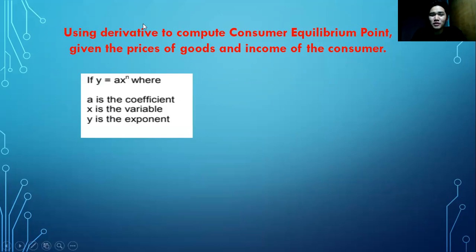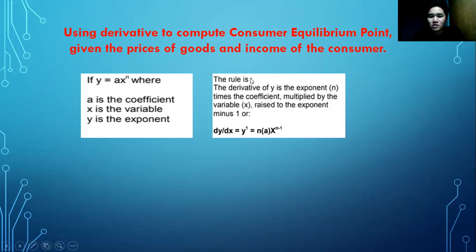So ano ba yung formula sa pagkuha ng derivative? So if y is equal to ax to the n power, where a is the coefficient, x is the variable, and n is the exponent. So, sir, paano ba nagwo-work yung formula ni derivative? So, ganito siya nagwo-work. The derivative of y with respect to x is equal to n, which is the exponent, times the coefficient, which is a, multiplied by x or the variable, raised to the exponent minus 1. So, ito yung pinaka formula na gagamitin natin pag pinakukuha yung derivative. Okay?